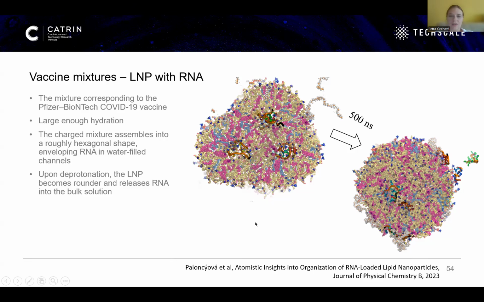I would like to point out that these channels are not empty. There is also water and I think some ions as well. So the RNA is not only fully enveloped by lipids. There is a thin water channel around it.